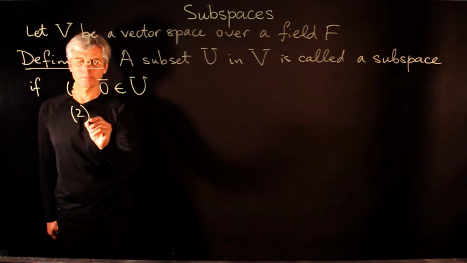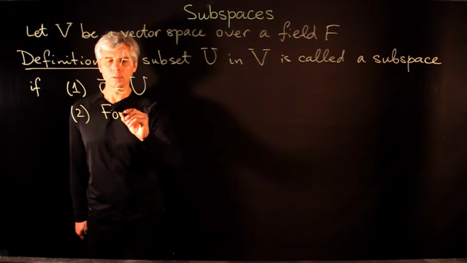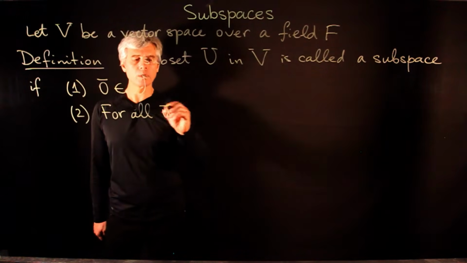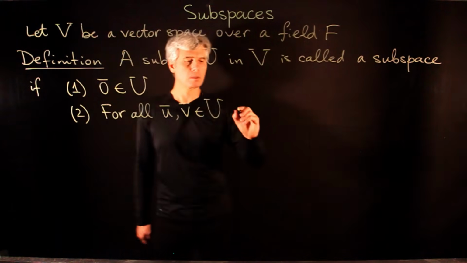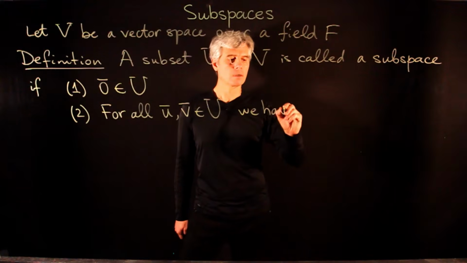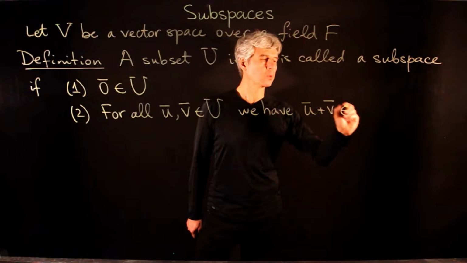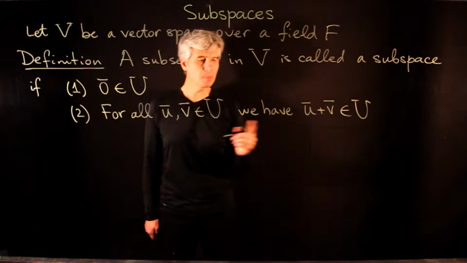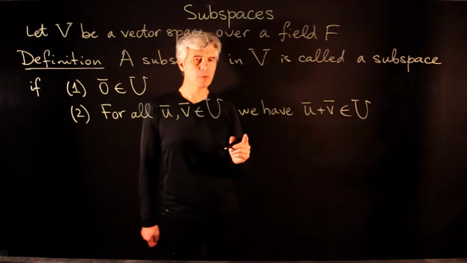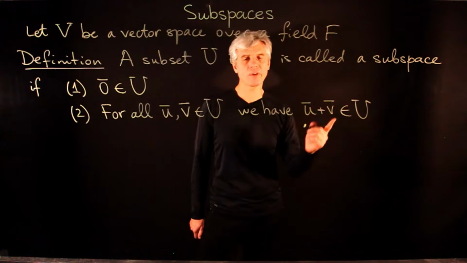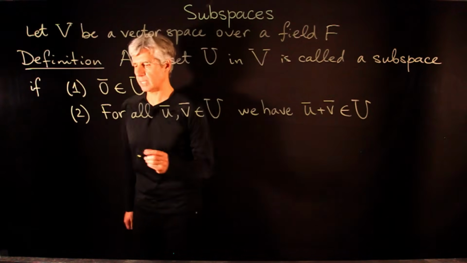2. For all u and v in U, we have u plus v also in U. So this means that this subset must be closed under addition of vectors. So if we have two vectors in this subset, then their sum is also in the subset.